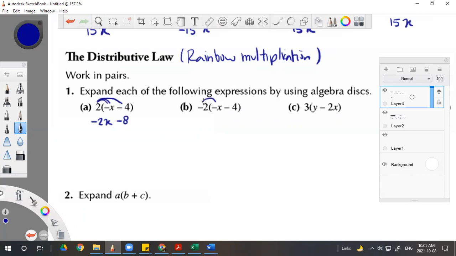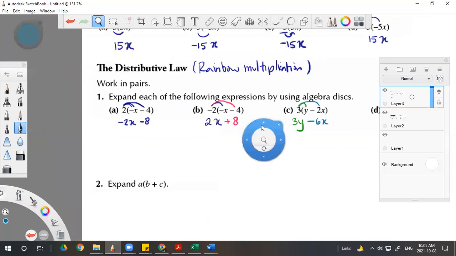-2 times -x, -2 times -1. 2x itself, positif jadinya. Biar kelihatan jadi kayak rainbow, kita pakai warna lain, merah, kuning, hijau. Nah, ini ya. -2 times -4 plus 8. Okay. Next. Enggak ada negatif. 3 times y is 3y. And one more. 3 times -2, -6x. Yeah, this is the algebra multiplication.